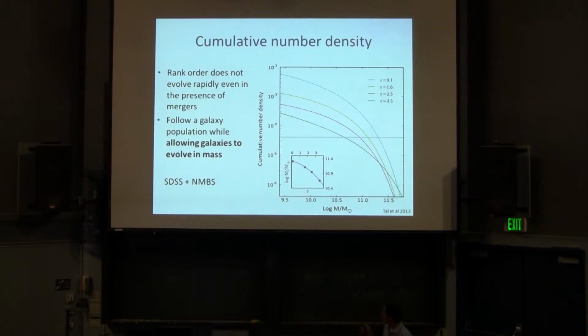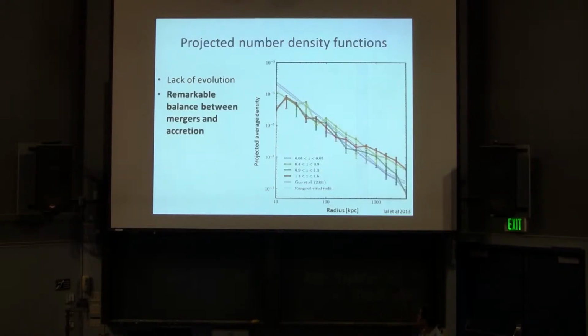I'm going to do the same thing using samples from SDSS and the NEWFIRM Medium Band Survey, which is a photometric redshift survey again, and I'm going to look at the distribution of satellite galaxies around my centrals. And this is what I'm getting. This is the projected average density of satellite galaxies around my centrals, all the way from 10 kiloparsecs to a few megaparsecs, over the redshift range of 0 to 1.6.